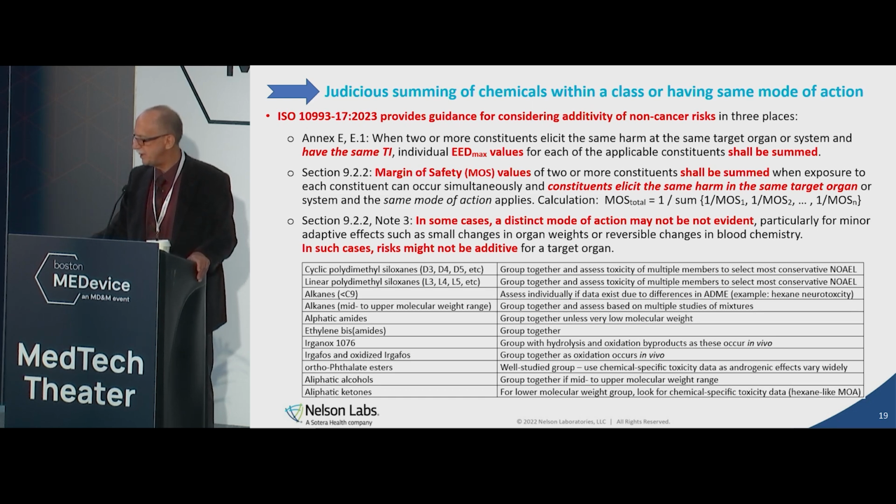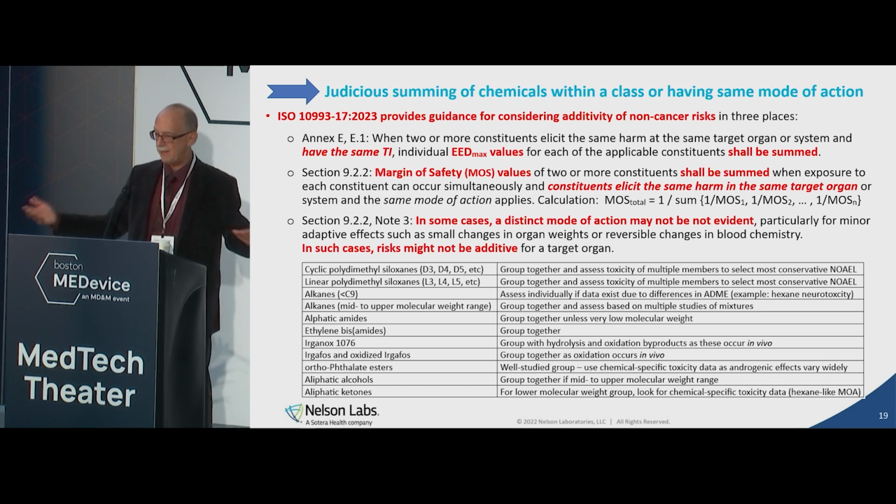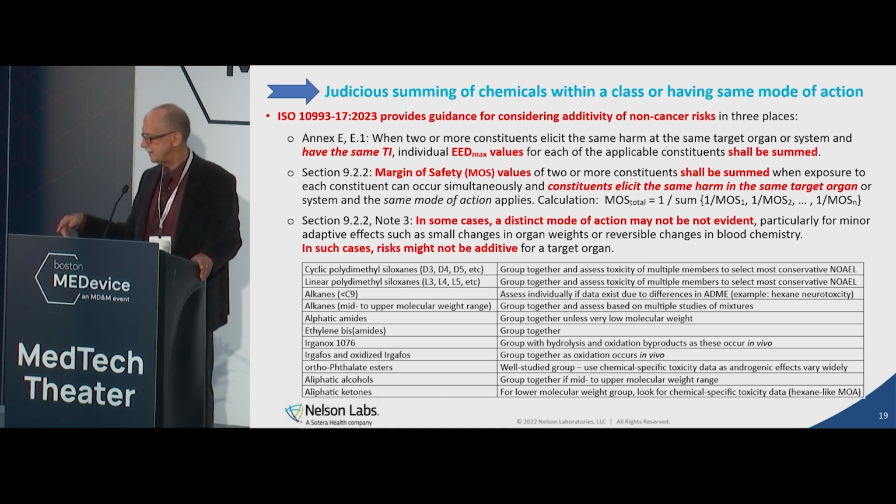Under Section 9.2.2, they say two or more constituents shall be summed when each constituent could affect the same harm in the same target organ and have the same mode of action. That alludes to maybe two different chemicals that are unrelated to each other, but because they both have the exact same mechanism, should be summed. And in that case, you don't just sum the values, you have to sum the margins, because they may each have a different threshold, and the margin of safety is the reciprocal of the sum of the reciprocals of each chemical.